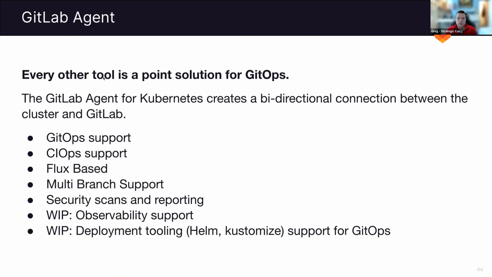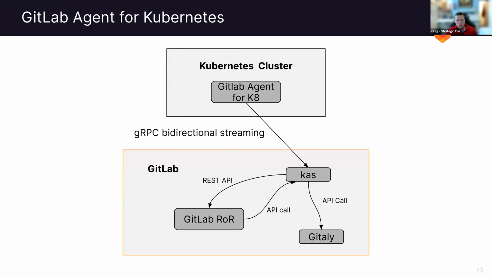Every other solution is a point solution for GitOps, but what we're going to do is install the GitLab agent for Kubernetes, and what it does is it creates a bidirectional connection between the cluster and GitLab. So basically, it looks for a file, it looks at instructions, and if there are any updates in the file to the infrastructure, it goes ahead and changes the infrastructure to that end.